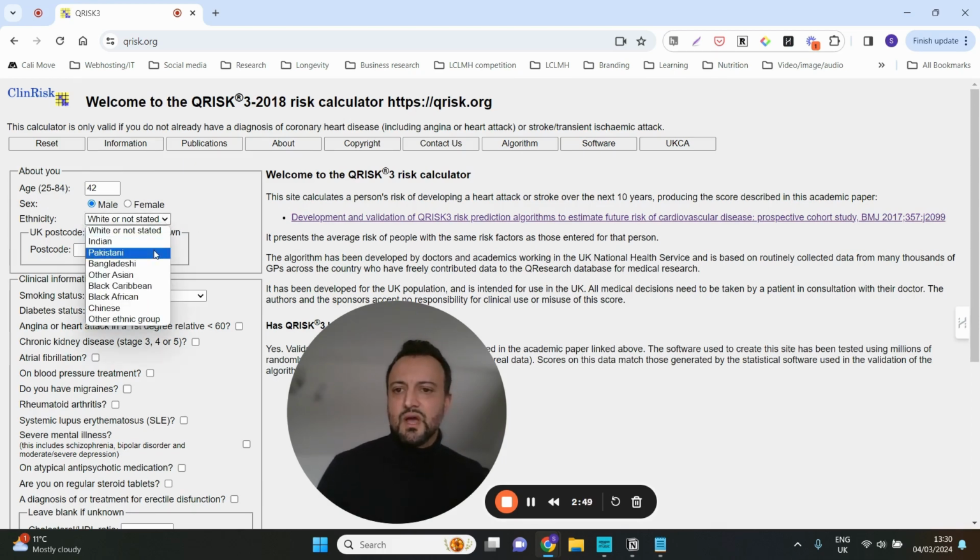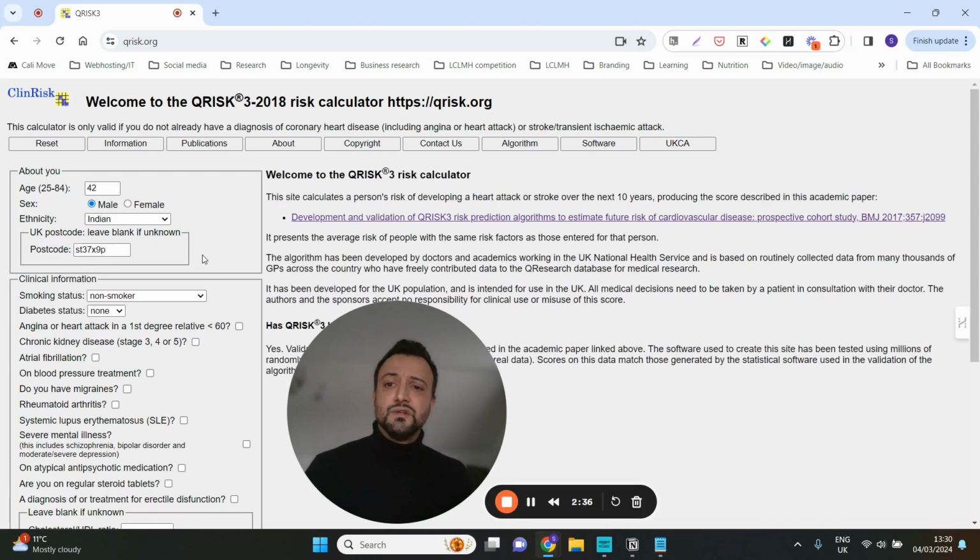So age 42, male, doesn't actually have my ethnicity. I'm going to put Indian just for the moment, and I'll put a postcode in. Postcode is actually quite relevant because where you live in the country, the level of deprivation for that particular location is relevant to your risk of a whole host of diseases, including cardiovascular risk. So people that live in wealthy areas tend to live longer and have less cardiovascular disease, and vice versa. Knowing your postcode is linked to a level of deprivation for a particular area in the country, and it already starts to mold and add into the risk equation for your risk of having a cardiovascular event in 10 years time.